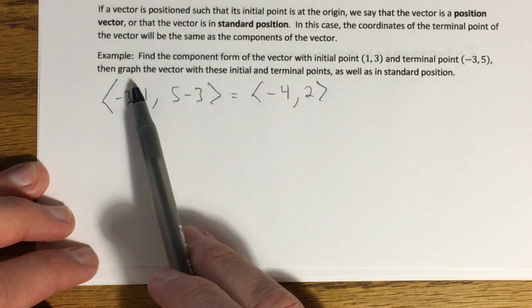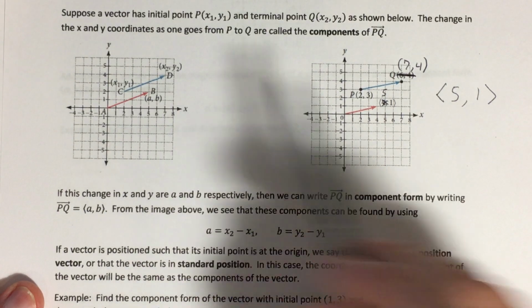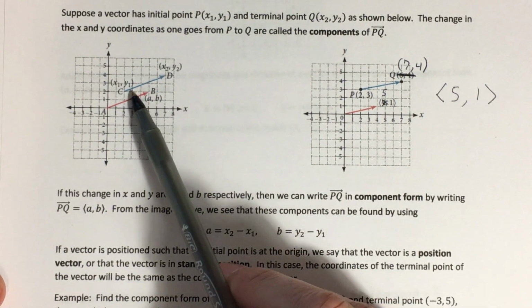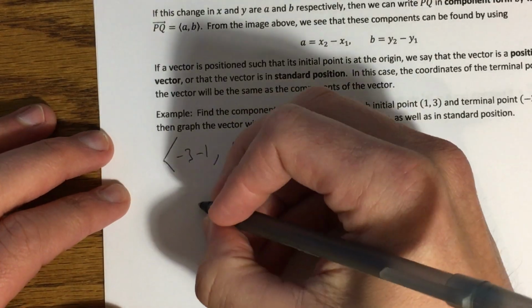Now, in addition to that, it says graph the vector with these initial and terminal points as well as in standard position. So basically what it's asking us to do is what these diagrams have done. We graph the vector with the originally stated initial and terminal points, and then we graph that same vector but as a position vector.